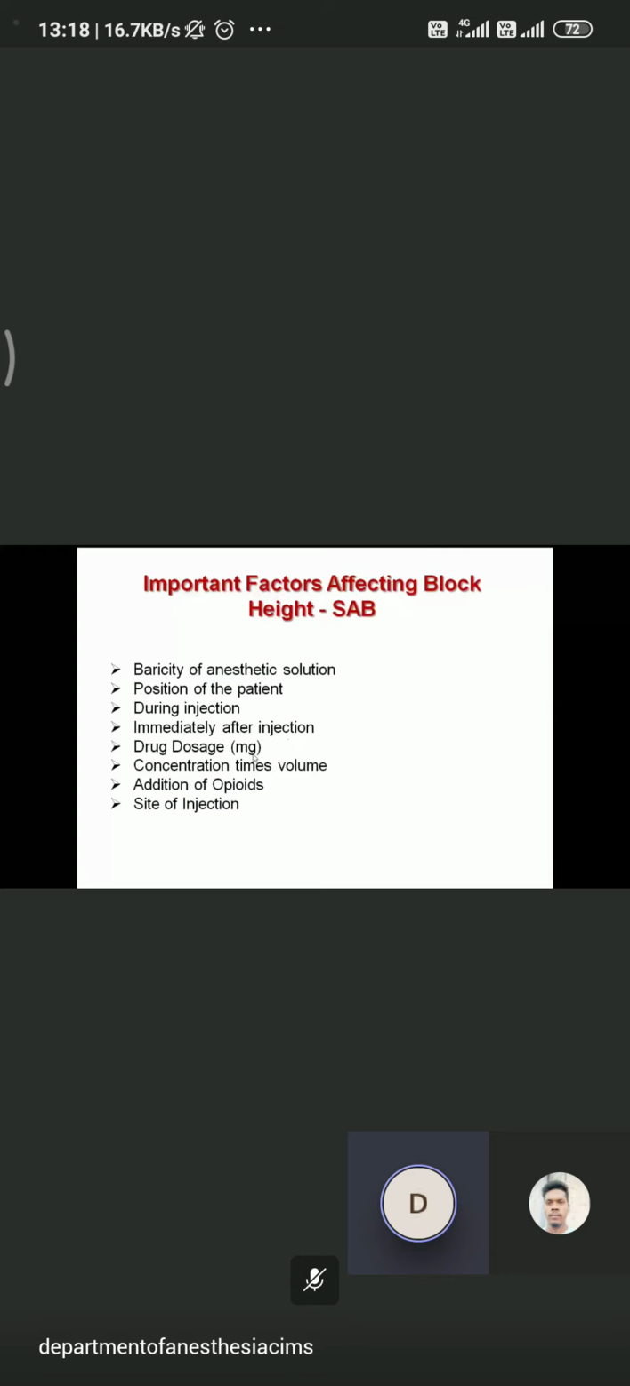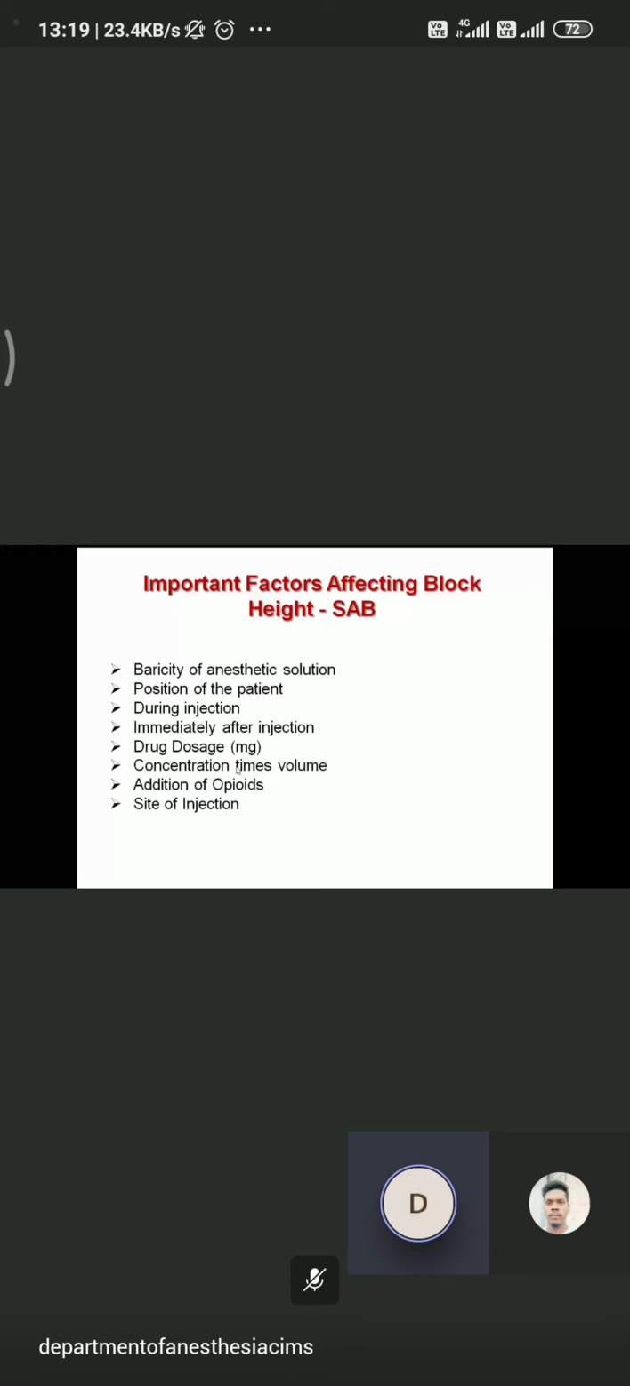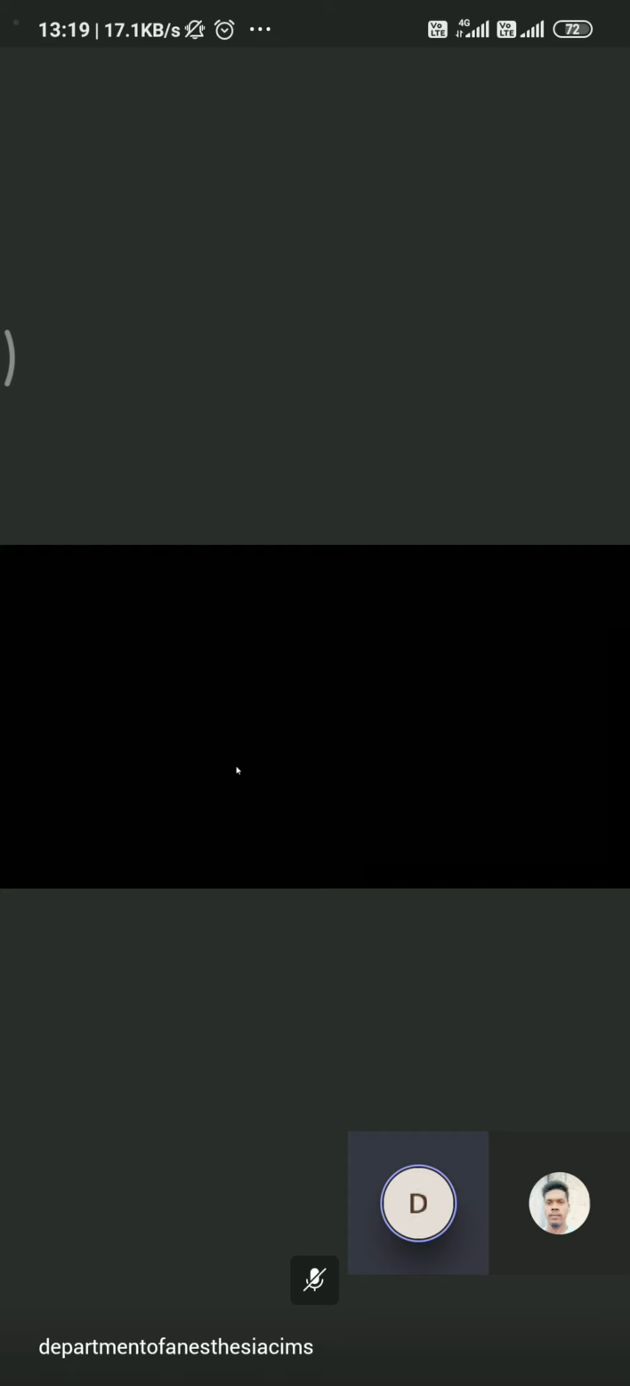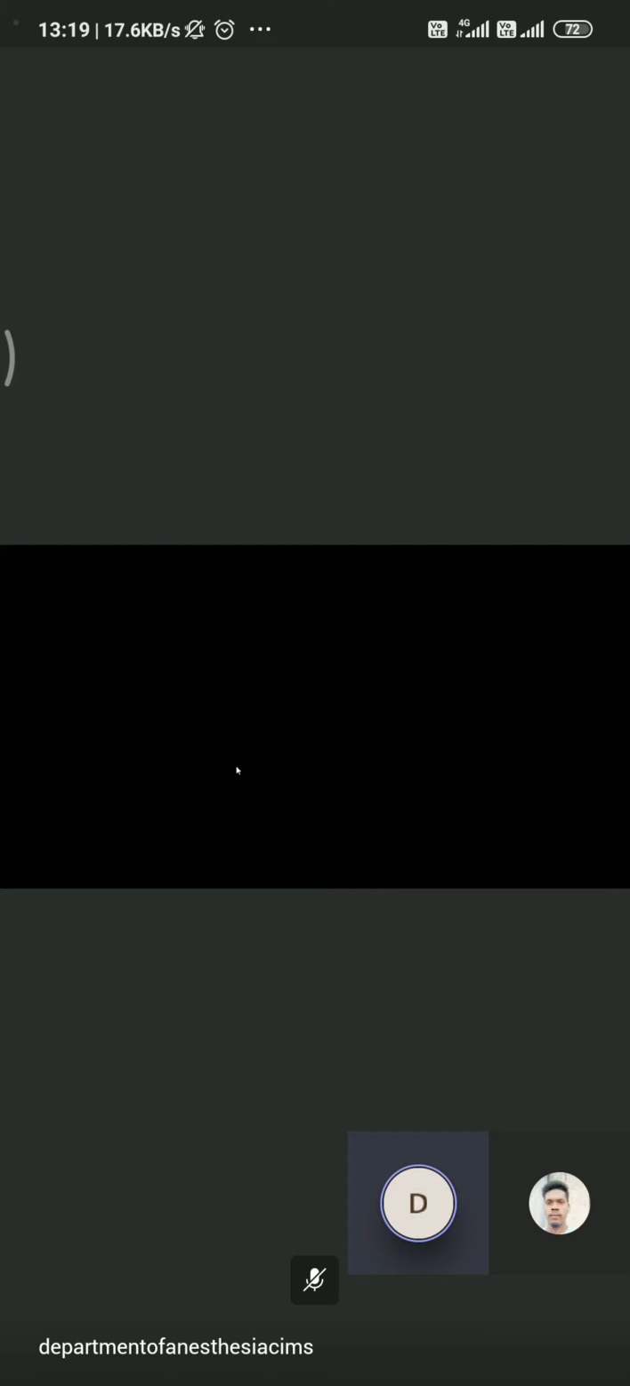If you are giving 20 milligrams of the drug, say 4 ml of bupivacaine, for any surgery of the lower limb, it will extend to the T4, T5 level. But if the height of the patient is very high, say 7 feet, it will reach up to T8 level. So the height of the patient, the baricity of the anesthetic solution, and the position of the patient are the factors which affect the level of the block.